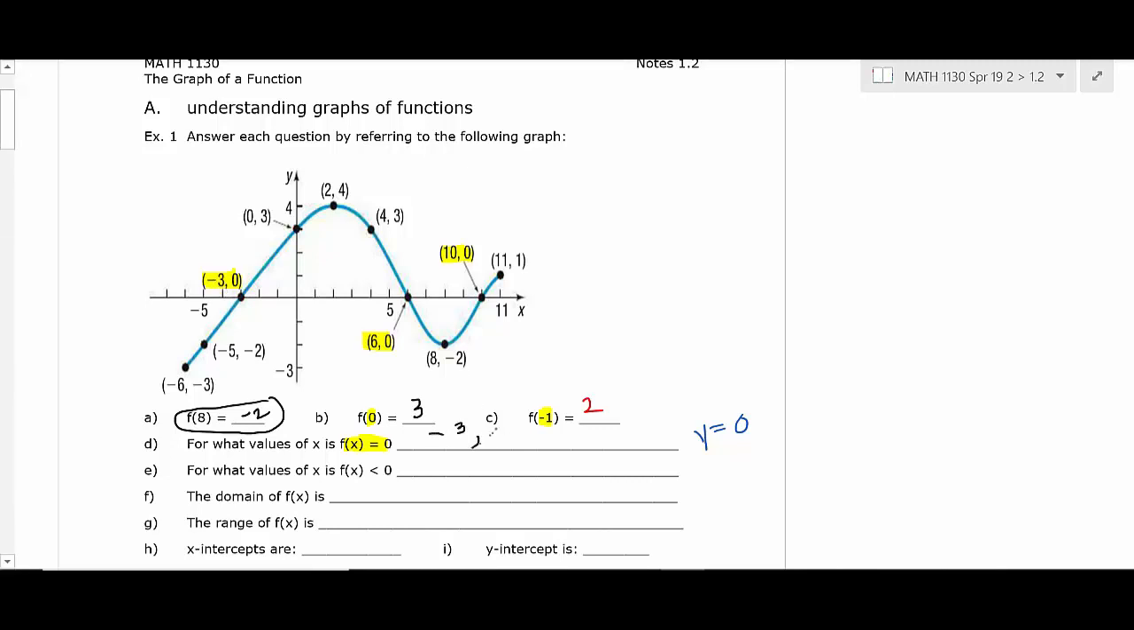A lot of times students get into the class and they don't remember what function notation is. So that's part of the purpose of this, to make sure that you're solid with that.